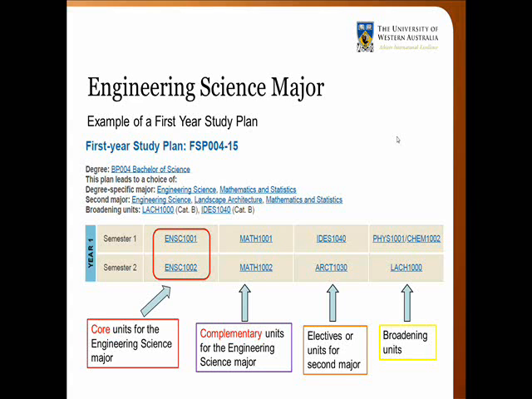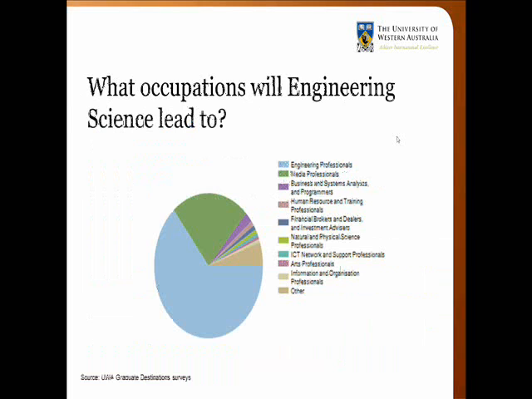So there's your core units, your complementaries, your broadening units, and finally your electives or units for a second major. Obviously you'll need to tailor these depending on what you wish to have as your first and second major, and also you need to think about any potential broadening units that you want.